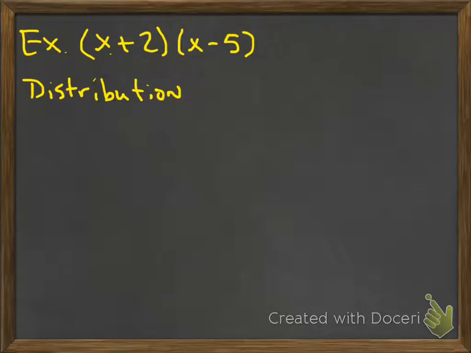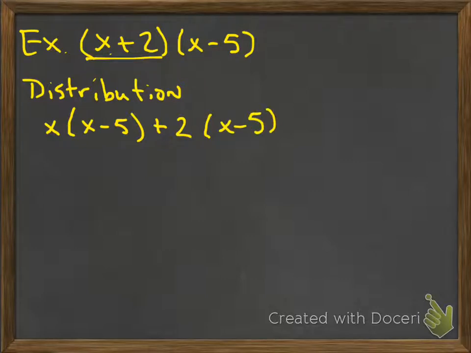Alright, so here we have an example, x plus 2 times x minus 5, and I'm going to do this by distribution. Now what distribution says is that you take that first parentheses and you split them up. So you're going to say that whatever's in the first parentheses, the x, multiply it to the second parentheses. So you're going to say x times x minus 5, and then you're going to write the second part of that parentheses, plus 2 times x minus 5. So you're distributing the first parentheses to the second parentheses, but by splitting them up.